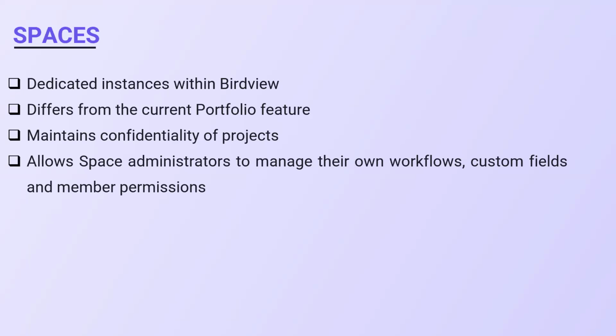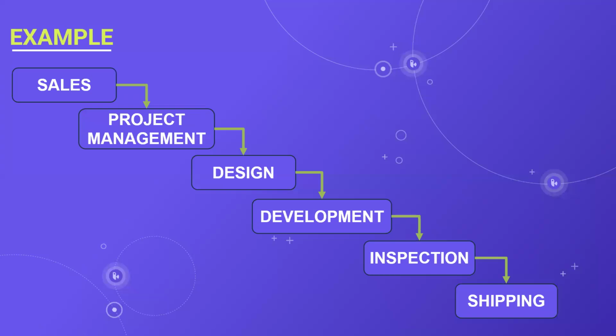Let's take an example. Let's say that you are an engineering firm and you have a project that flows through various departments. Some of the departments are sales, which is typically at the initiation. Then we've got project management. Once the contract and the proposal and the different aspects like the budget and the project plan are all confirmed, that project now flows into design. Once design is completed, it then flows into development, inspection, and lastly, shipping.